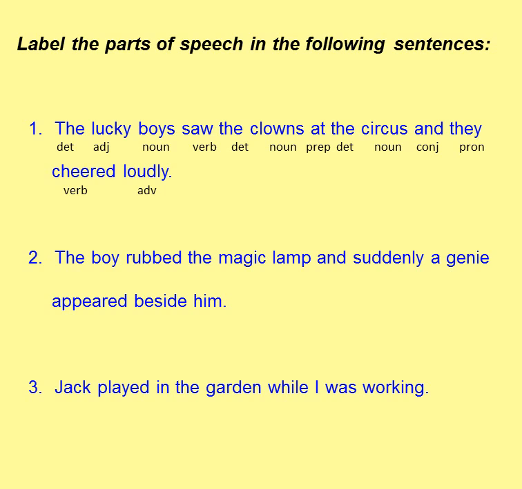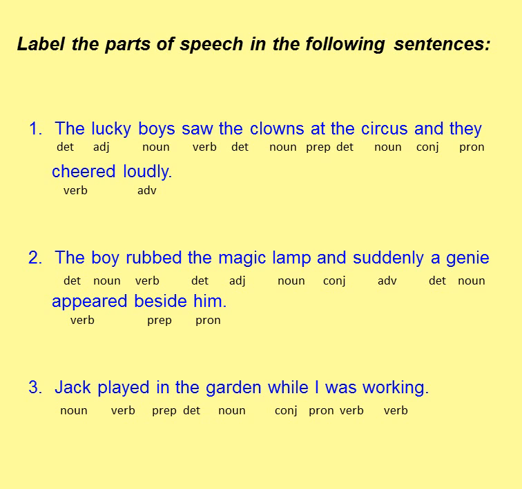Okay, second sentence: the boy rubbed the magic lamp and suddenly a genie appeared beside him. They're the labels for those words. And Jack played in the garden while I was working. Answers for that one.